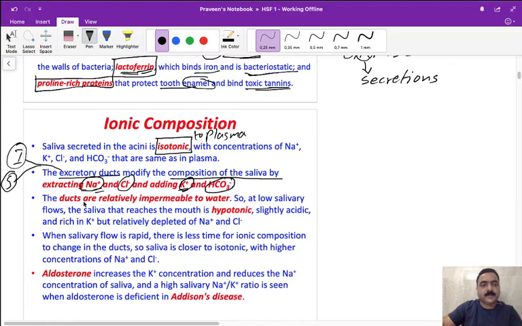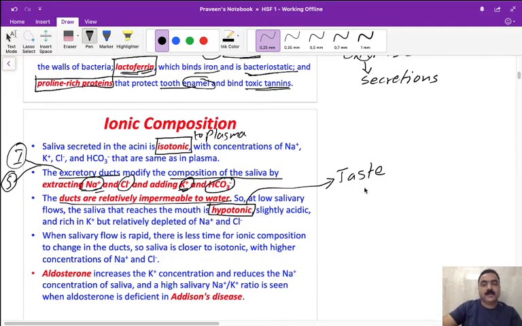So the ducts are relatively impermeable to water. At low salivary flow, when there is sufficient time for the modification, the ducts are relatively impermeable to water and will reabsorb the sodium, chloride, etc. So what will happen to saliva? The saliva will become hypotonic. This hypotonicity of the saliva is very important for appreciation of the taste. If the saliva is not hypotonic, the person will not feel the taste.